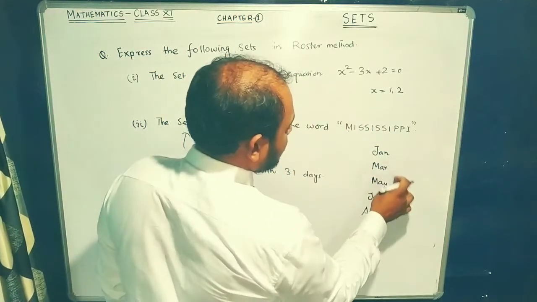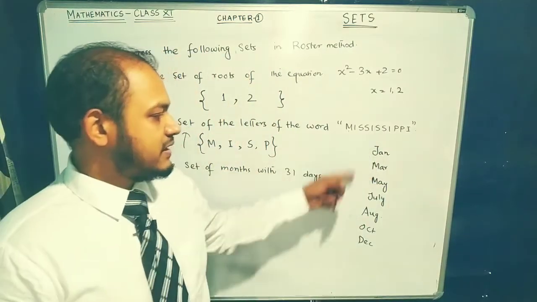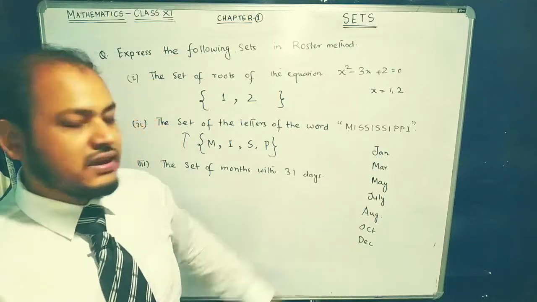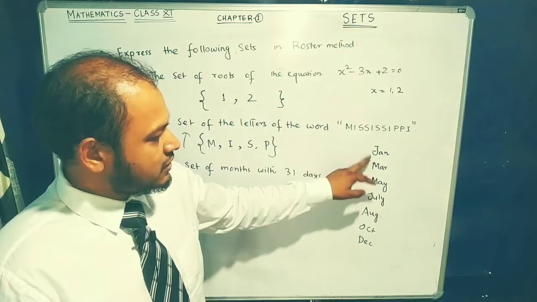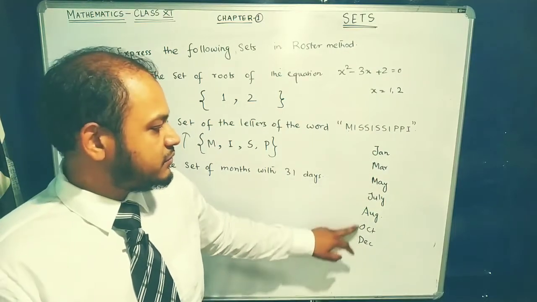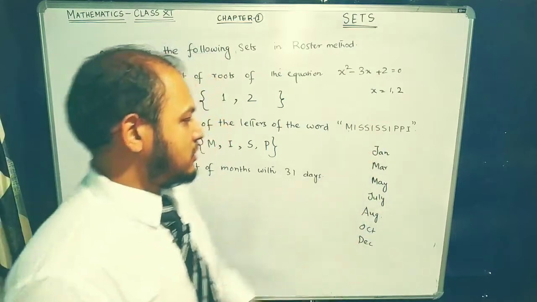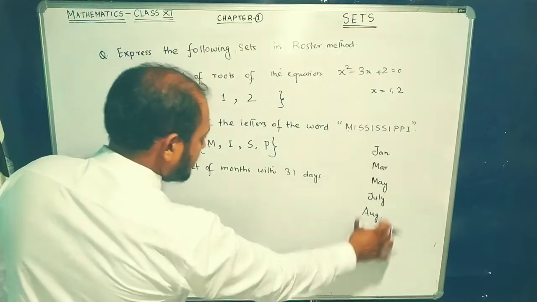So how many are there? 1, 2, 3, 4, 5, 6, 7. Are they definite? Yes. Are they well defined? Yes. They are the months with 31 days. Are they distinct? Yes, all of them are distinct. January is not the same as March. Each and every month is different. They are different from each other. And we are required to find a set of months with 31 days. So these are the months with 31 days.